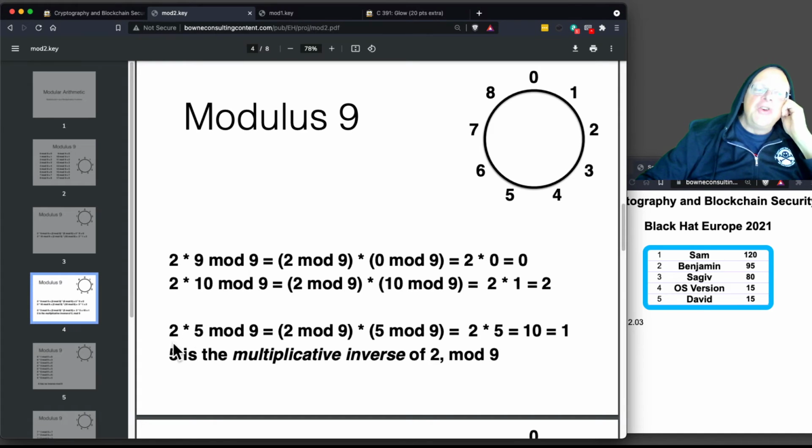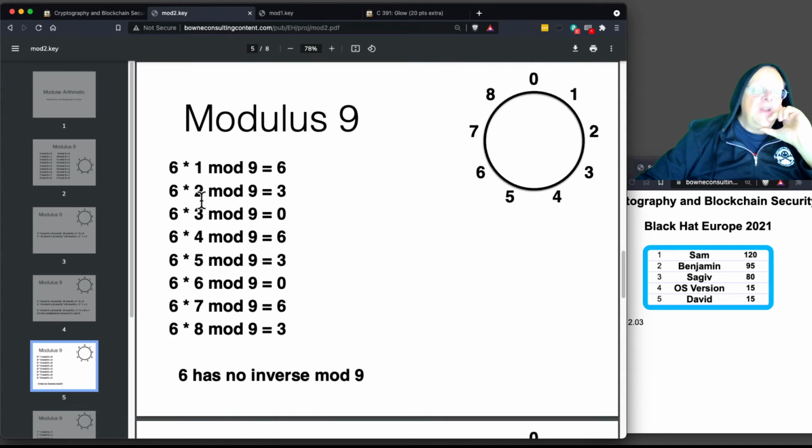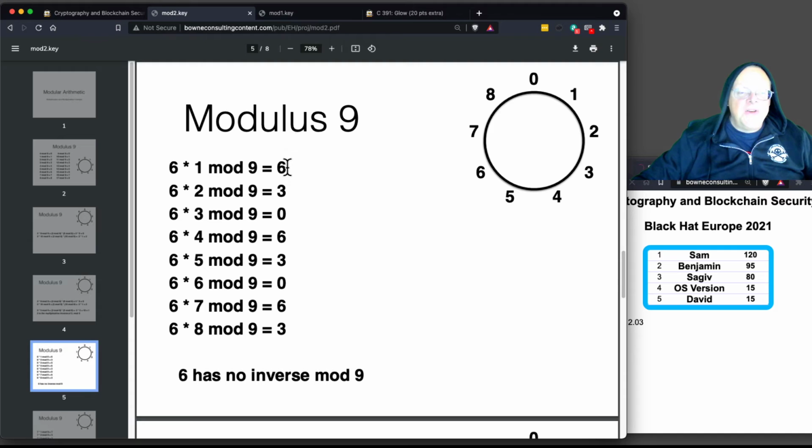And the combination of multiplying by 2 and 5 would get you back where you started. That's why it's the multiplicative inverse. So here's 6. Now if you consider 6 mod 9, 6 times 1 is 6, 6 times 2 is 3, 6 times 3 is 18, that's 0. This doesn't pass through 1. It goes 6, 3, 0, 6, 3, 0, 6, 3, 0. There is nothing you can multiply 6 by that gives you 1. So there is no multiplicative inverse of 6. So if you were to try to encrypt something by multiplying by 6, there would be no way to decrypt it because that operation destroys information.